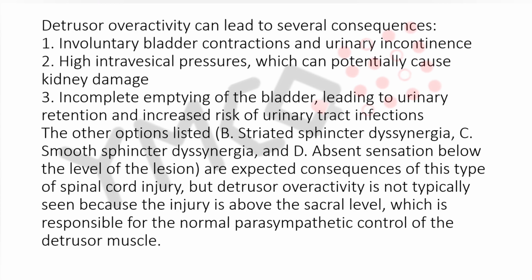The other options listed, B. Striated sphincter dyssynergia, C. Smooth sphincter dyssynergia, and D. Absent sensation below the level of the lesion, are expected consequences of this type of spinal cord injury, but detrusor overactivity is not typically seen because the injury is above the sacral level, which is responsible for the normal parasympathetic control of the detrusor muscle.